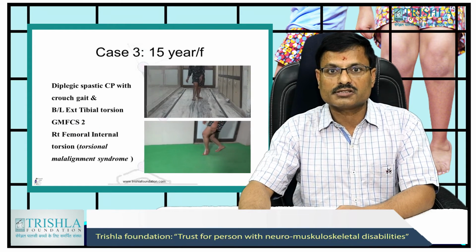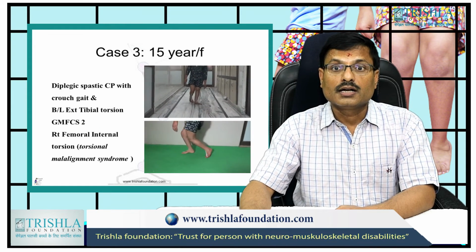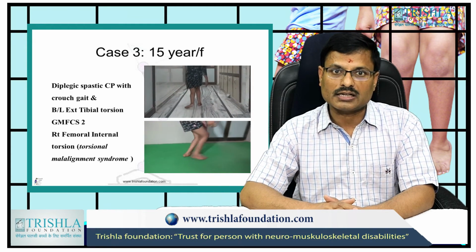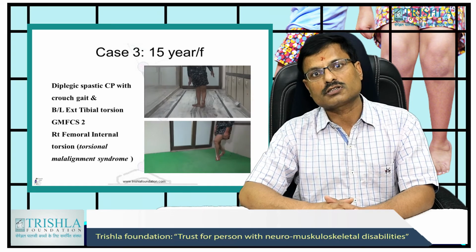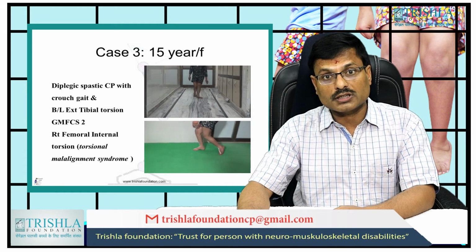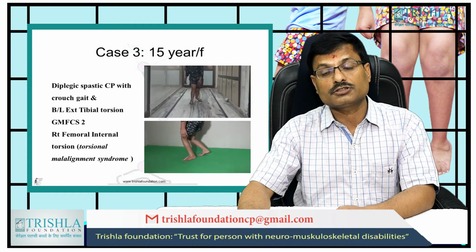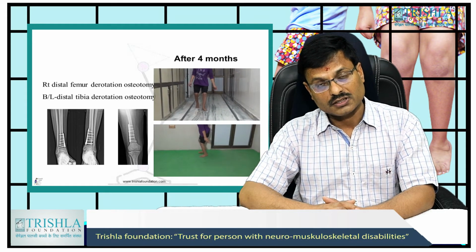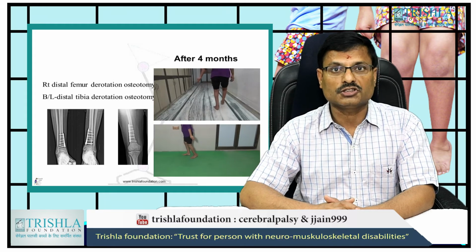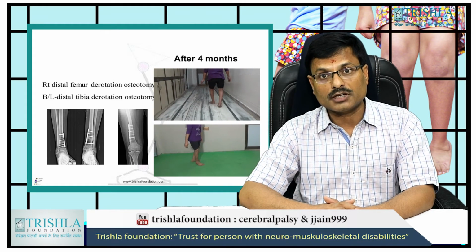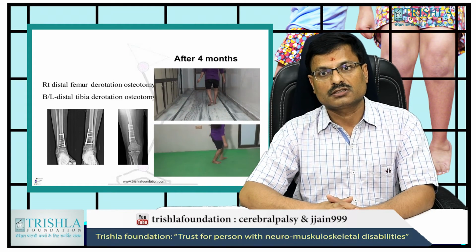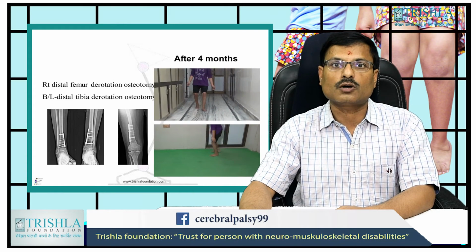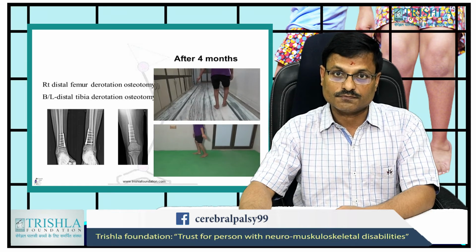This is one example where the girl had one-sided femoral internal torsion and bilateral external tibial torsion. This is known as torsional malalignment syndrome. She has undergone osteotomy of the distal femur and osteotomy of both distal tibiae. After doing only this osteotomy, the knee is corrected. Now she is able to walk straight without any deformity at the knee joint.